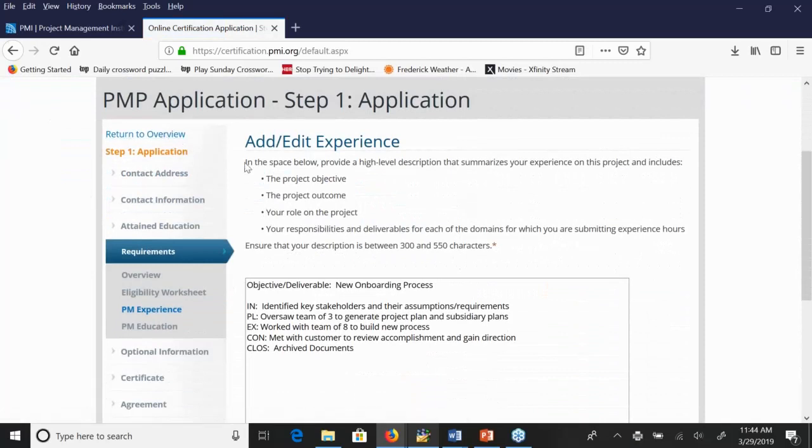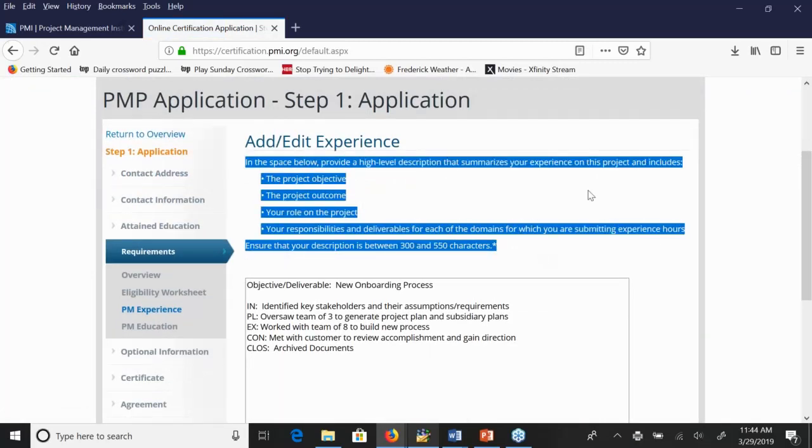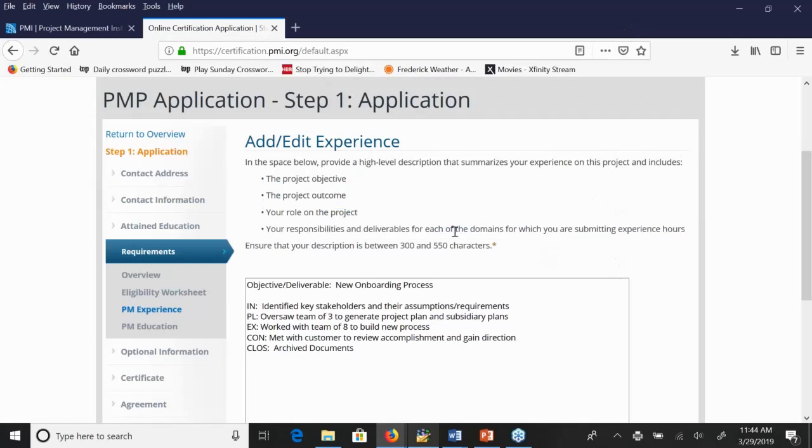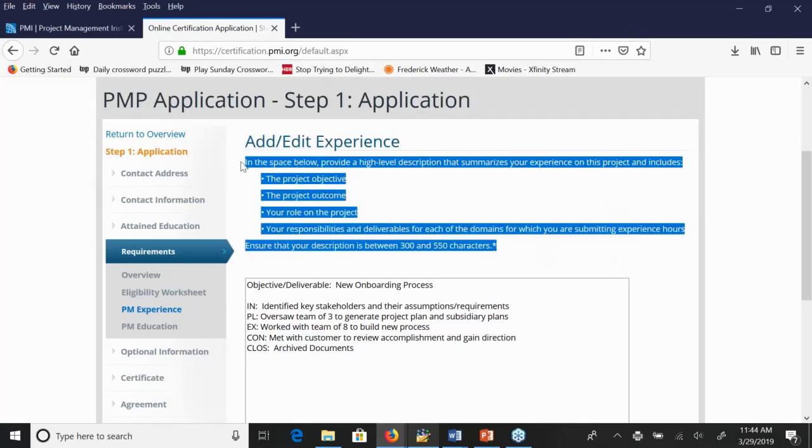I want to highlight this paragraph right here. And I want you to look at it very carefully. I need you to look at this paragraph right there. Add experience. In the space below, provide a high-level description that summarizes your experience on this project and includes. Now, note what it's got. It's got 4 bullets. PMI doesn't kind of sort of want things in this format. They want things in this format.